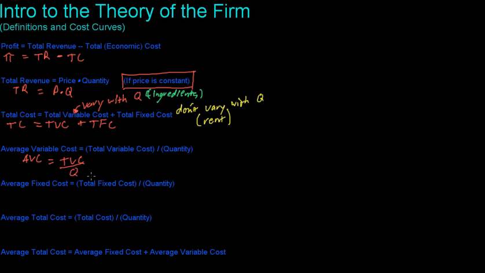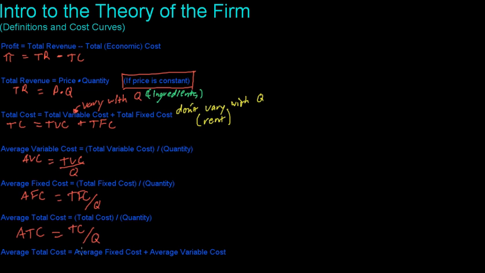And you'll see with all of these that it's just the total divided by quantity. Alright, so average fixed cost, AFC, is just TFC divided by quantity, and then average total cost is equal to total cost divided by quantity.